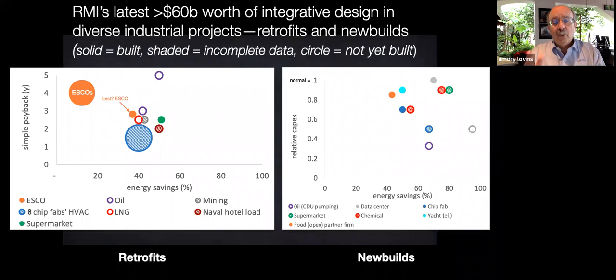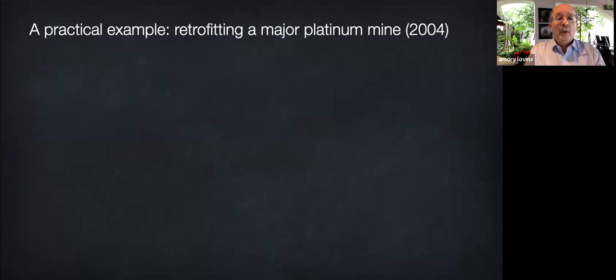So let me give you a few diverse examples just to illustrate how we achieve results like this. Let me start with a sector in which I've been active for nearly a half century on energy efficiency, and in which RMI's Sunshine for Mines initiative helps major companies switch to renewable energy. So our first case comes from the world's largest platinum mine.